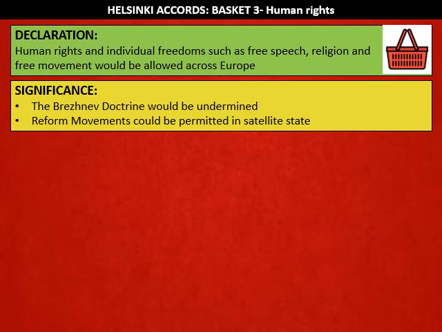The third basket addressed human rights. And it stated that human rights and freedoms, such as free speech, freedom of religion and free movement, would be allowed across Europe. And this again has political significance, particularly because these were things that the Soviet Union had not allowed in their satellite states.